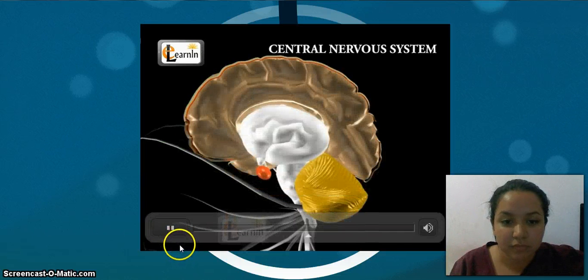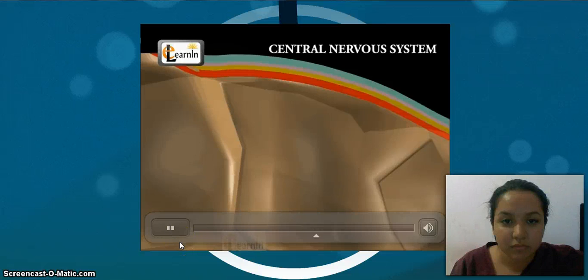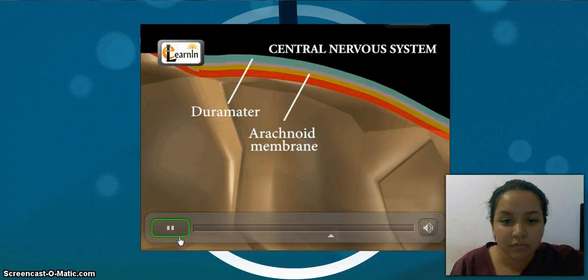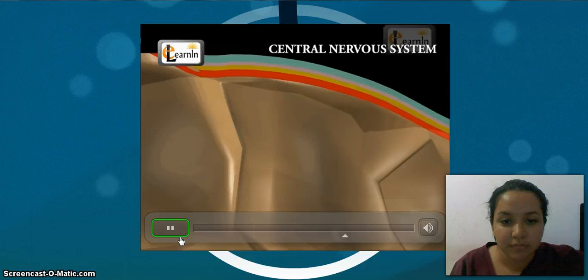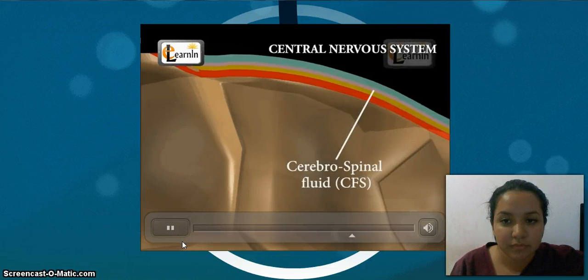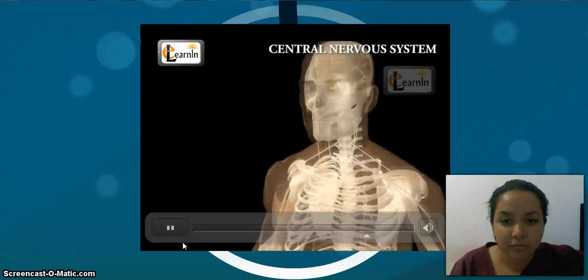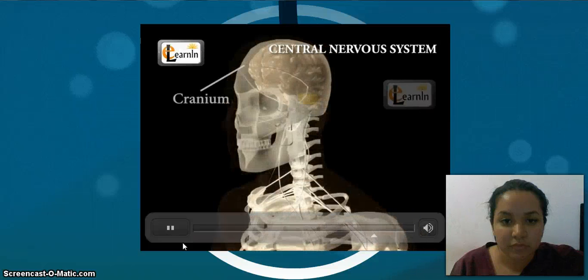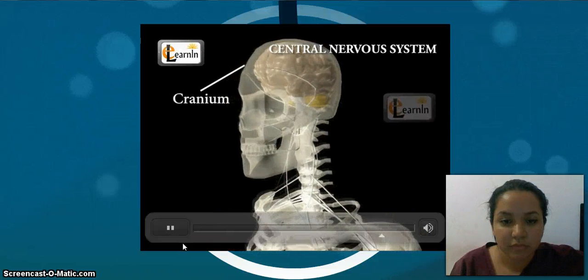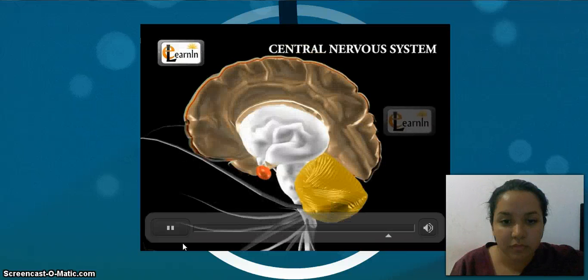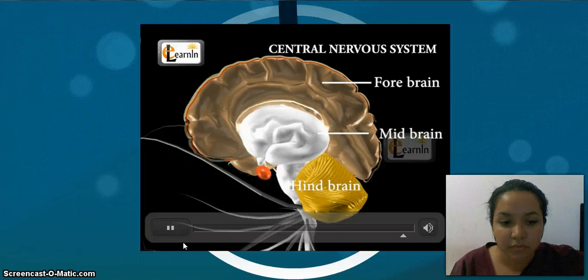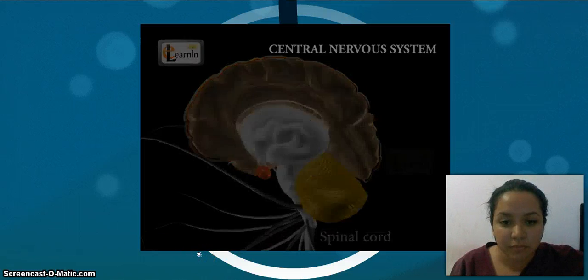Both the brain and the spinal cord are covered by three membranes. The outer membrane is called dura mater, the middle one is called arachnoid, and the inner membrane is called pia mater. A fluid called cerebrospinal fluid, CSF, flows in between the outer and middle membranes. The brain is a very soft tissue and is surrounded by a bony tissue called the cranium, which is made up of skull bones. The brain is divided into three parts: forebrain, midbrain, and hindbrain. The hindbrain is connected to the spinal cord.